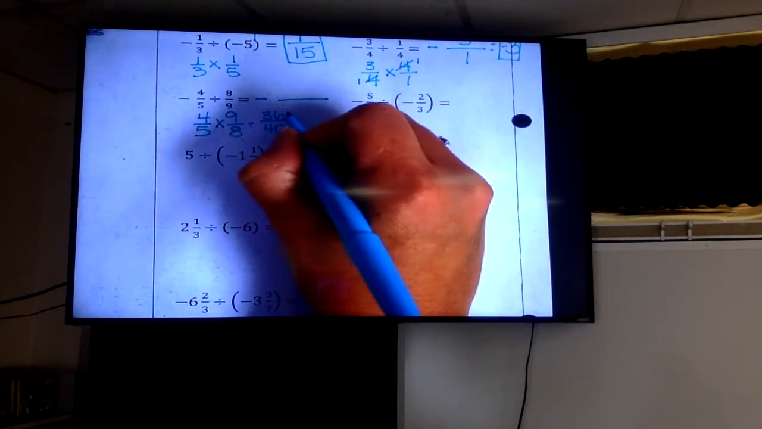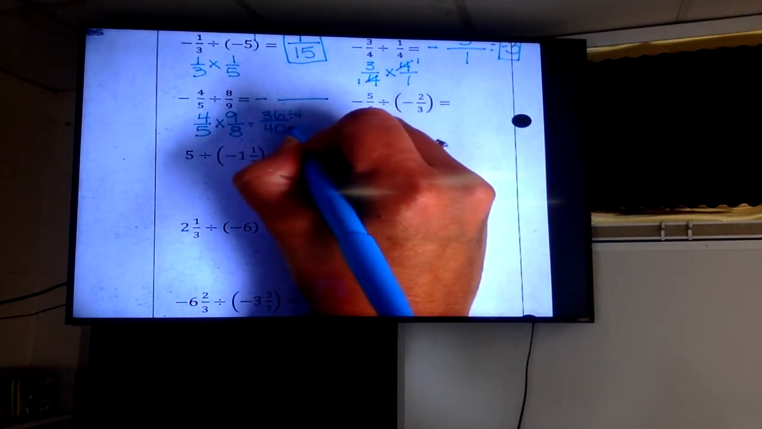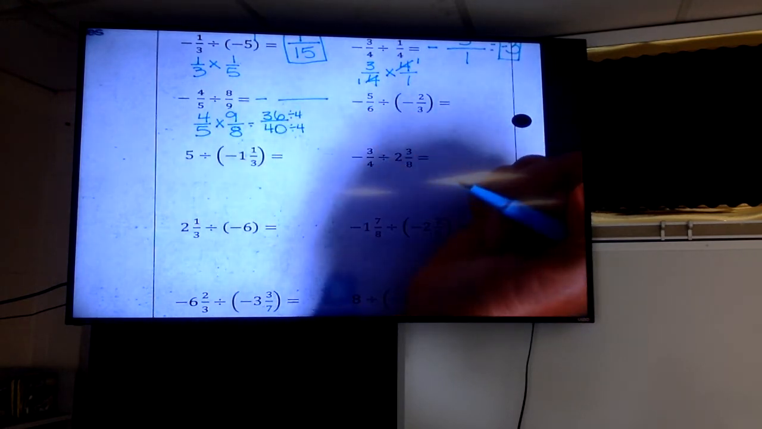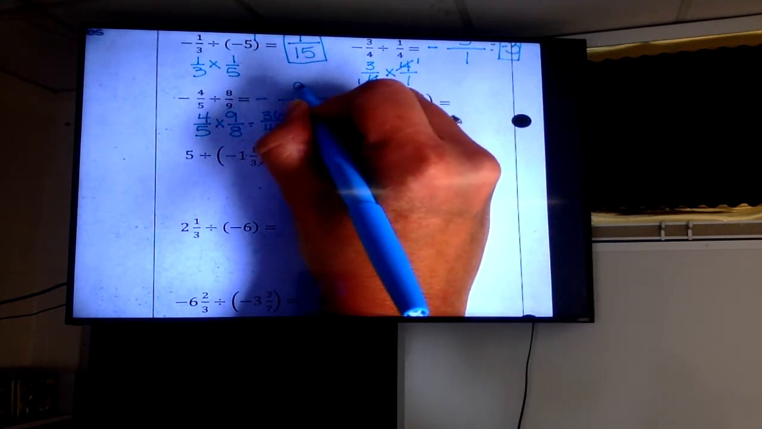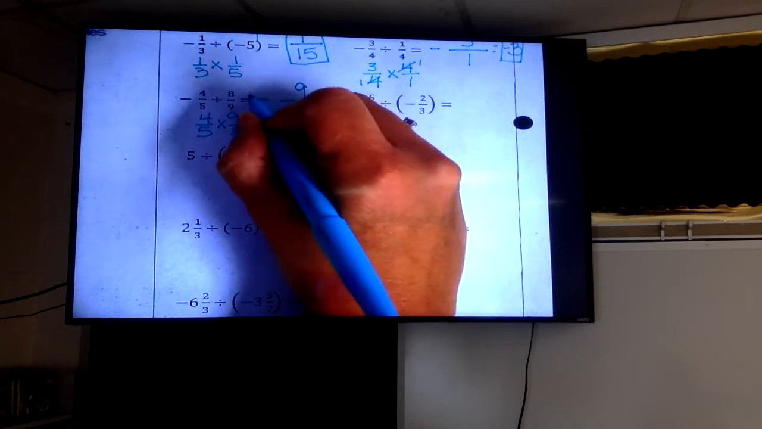So if you don't simplify, it's okay. You can still get the right answer. You're just going to end up simplifying at the end. So I would end up with a negative 9/10 as my answer.